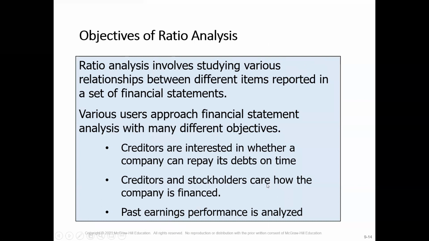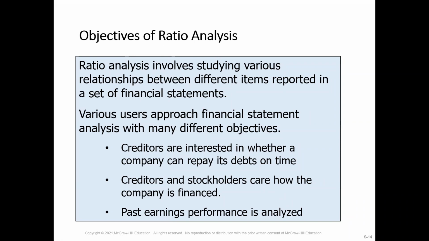Okay, so ratio analysis is the main part of this chapter. What does ratio analysis accomplish? It looks at relationships between different items in the financial statements. Might be items on two completely different financial statements. We might be looking at total assets versus total sales. So we're getting items from, again, two different financial statements.